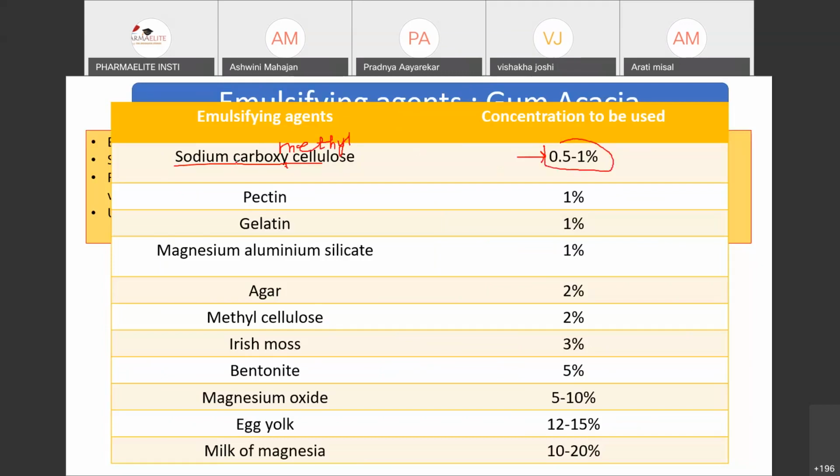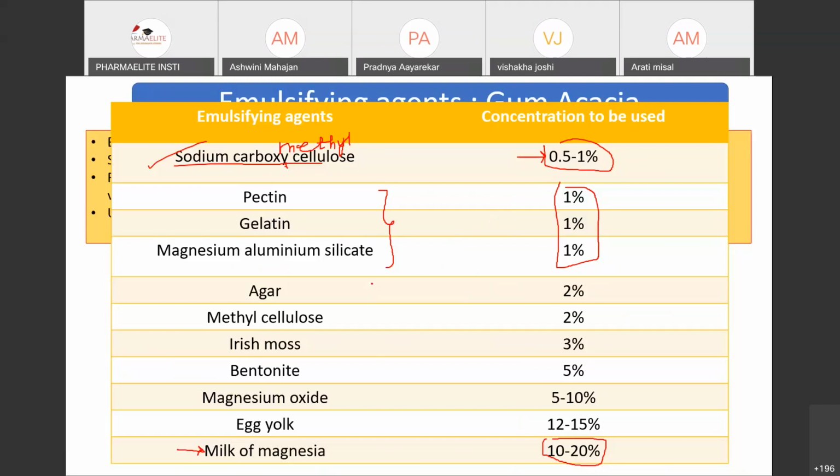सबसे कम concentration में sodium carboxy methyl cellulose use होता है. सबसे highest concentration में milk of magnesia use होता है as a emulsifier. It needs to be used at 10 to 20%. On the other hand, if it is pectin, gelatin, or magnesium aluminium silicate, they are always used at 1% only.